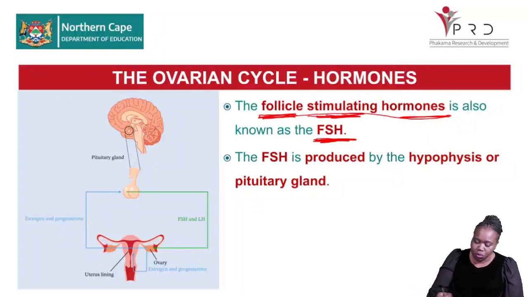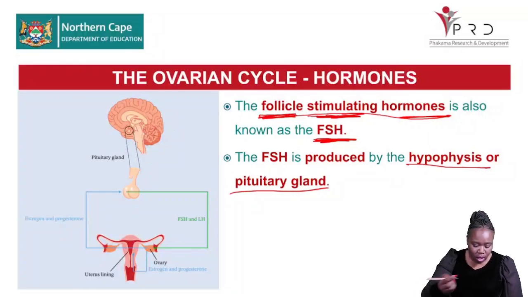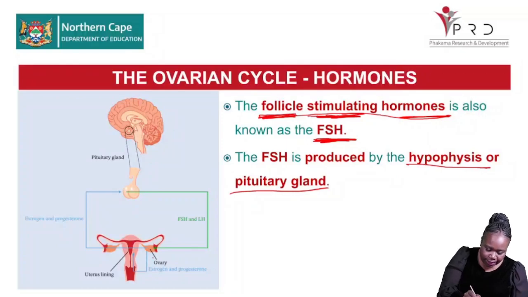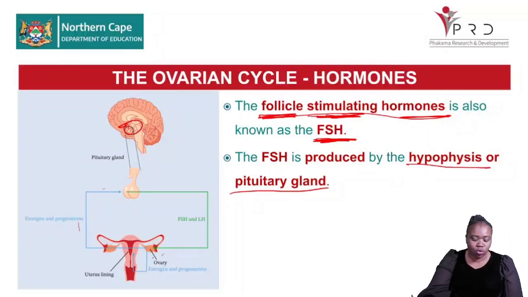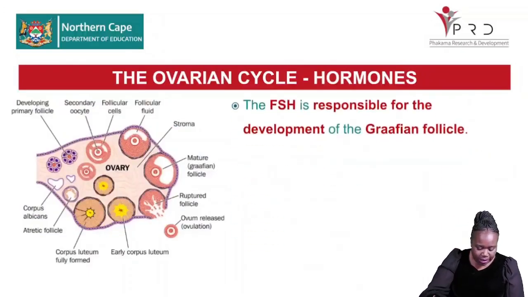Now, this FSH is produced by the hypophysis, or the pituitary gland. The pituitary gland is in the brain, and now we are talking about the ovaries. So remember, this FSH would then be an endocrine hormone, meaning that it is a hormone that is released from the brain and then into the bloodstream so that it can travel to the target organ, which is the ovary. So it's released into the bloodstream, and then it travels to the ovaries, where it is going to stimulate those follicles. Right. So this is what is happening there.